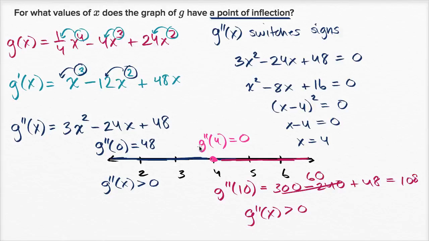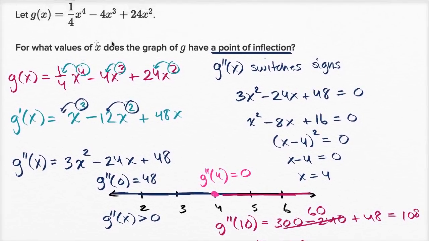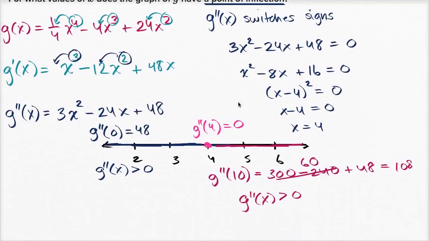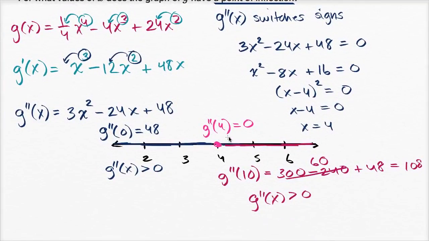So even though the second derivative at x equals 4 is equal to 0, on either side we are concave upwards. On either side the second derivative is positive. And that was the only potential candidate. So there are no values of x for which g has a point of inflection. x equals 4 would have been a value of x at which g had a point of inflection if the second derivative switched signs here, if it went from positive to negative or negative to positive, but it's just staying from positive to positive. So the second derivative is positive, it just touches 0 right here, and then it goes positive again.